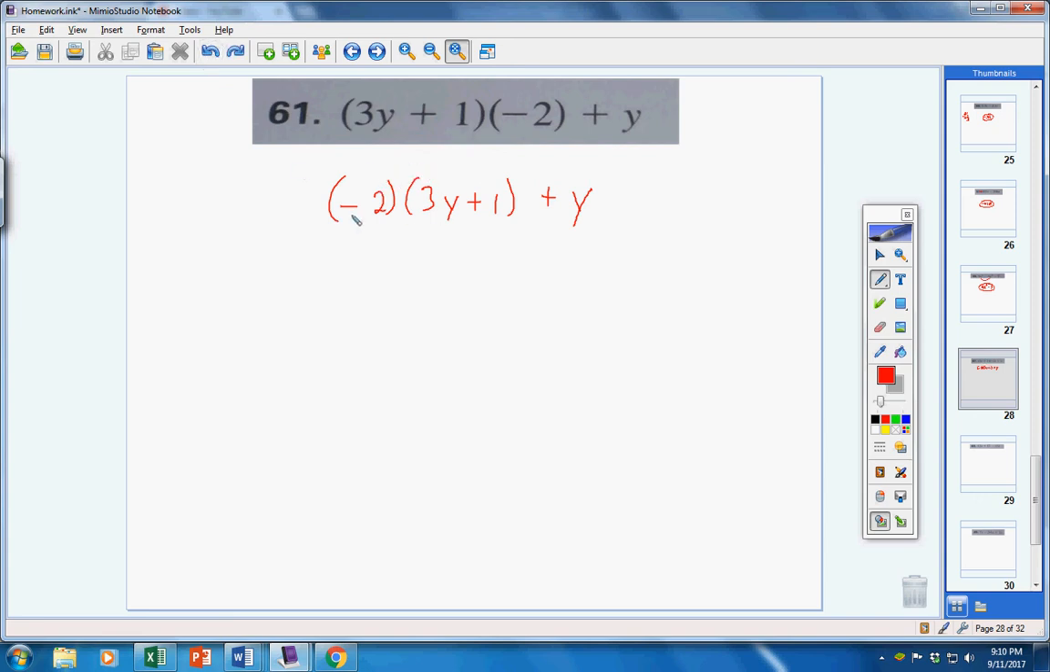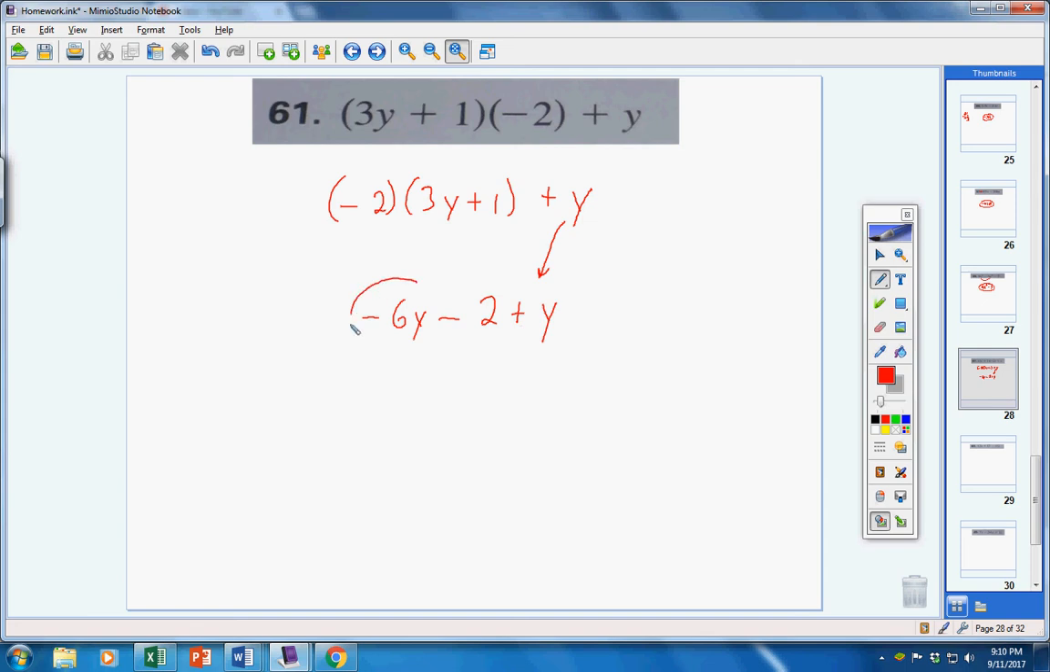So here we go. Negative times the positive is negative. 2 times 3y is 2 times 3 times y, which is 6y. A negative times a positive is negative. 2 times 1 is 2. And then simply bring down your y.